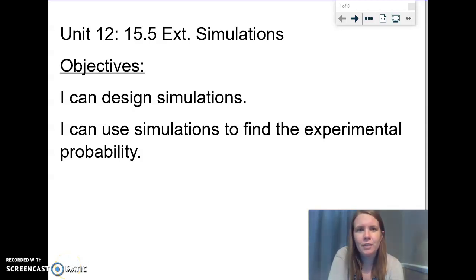Hello, 7th graders, and welcome to the extension lesson to 15.5. So you should have already listened to the lesson of 15.5. We are moving on to the extension part here, which is that I can design simulations. I can use simulations to find the experimental probability.